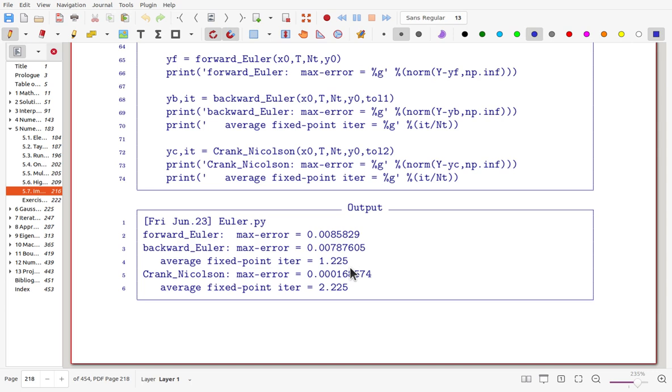So many people are afraid of solving implicit equations and fully nonlinear problems, but usually by using a good algorithm you can solve the problem very efficiently. For the Crank-Nicolson method, now the error is way smaller, about 50 times smaller. So it is a second order algorithm, and the average fixed point iteration is 2.225. That requires a little bit more. However, mostly it converges in 2 iterations.